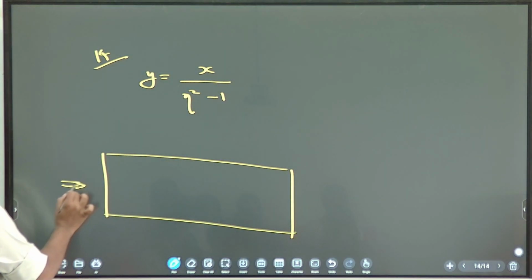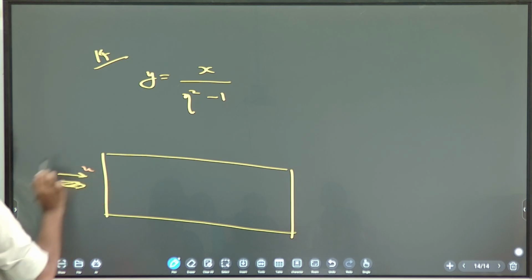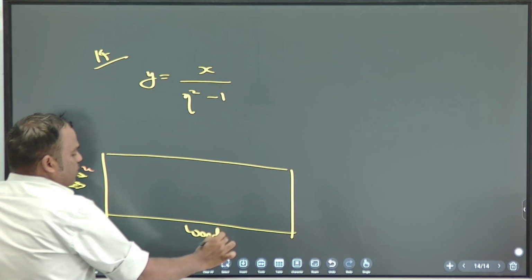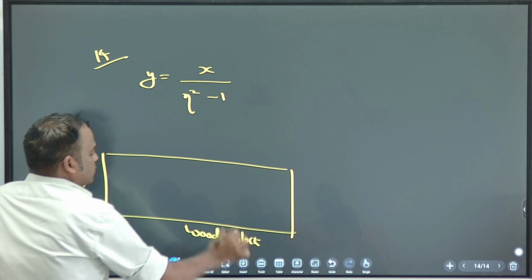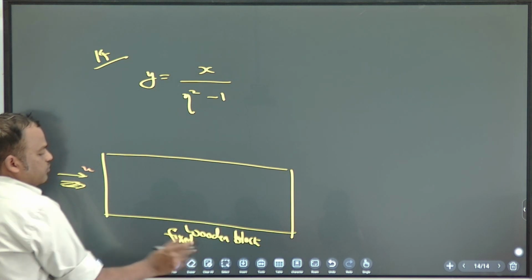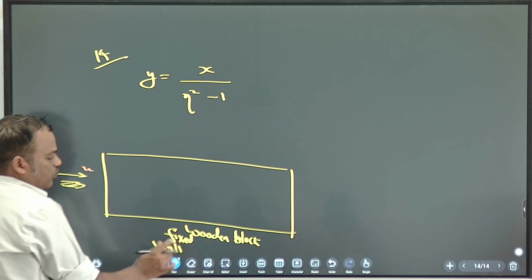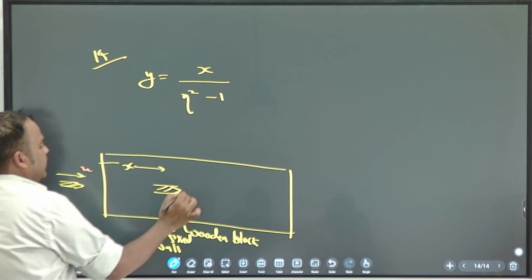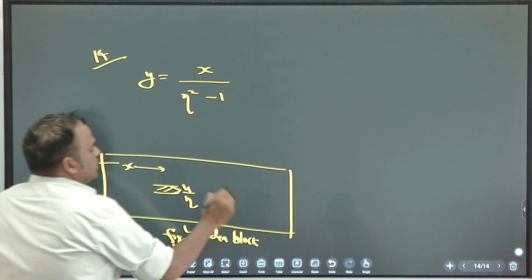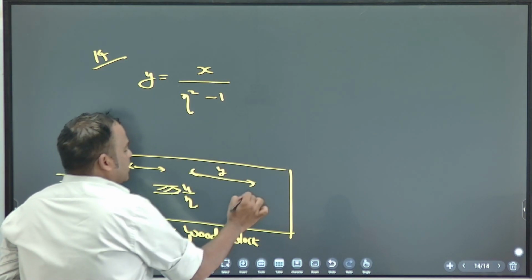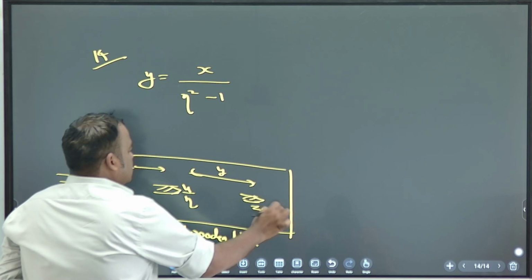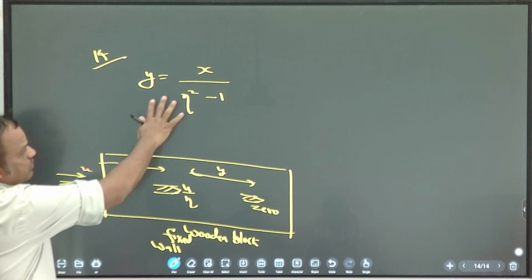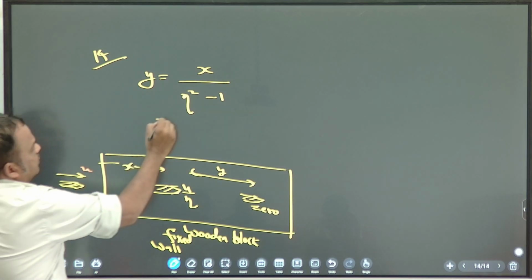Suppose this is the bullet, coming with speed u, and this is the wooden block, fixed like a wall. After penetrating x distance, what is the speed? U by eta. After penetrating further y distance, what is the speed? 0. So this is the formula: y is equal to x by eta square minus 1. Is this formula correct? Okay, good.